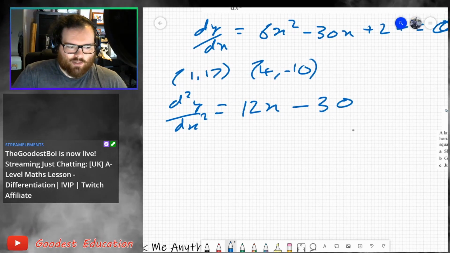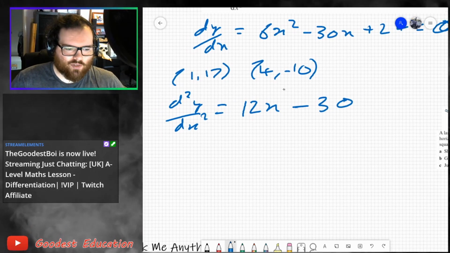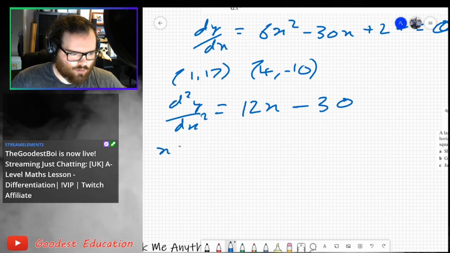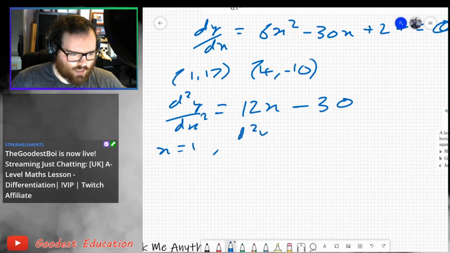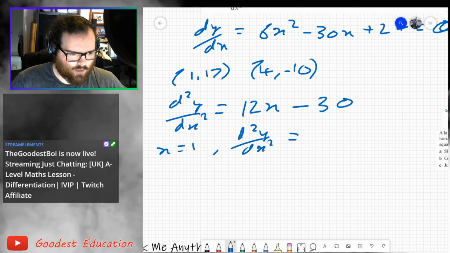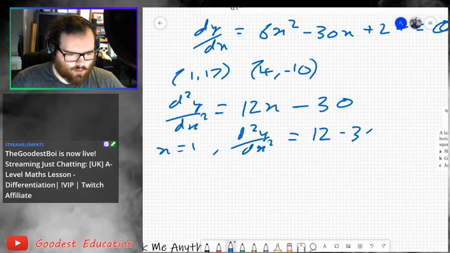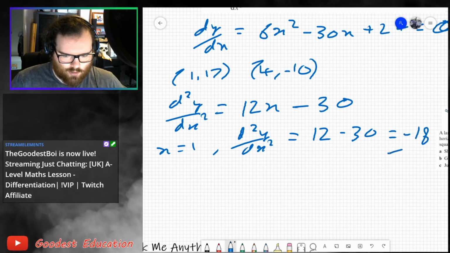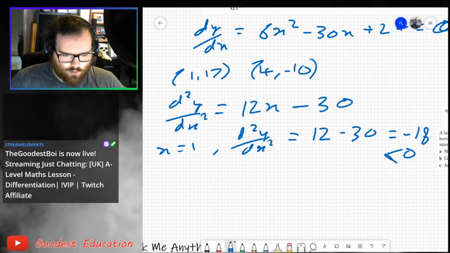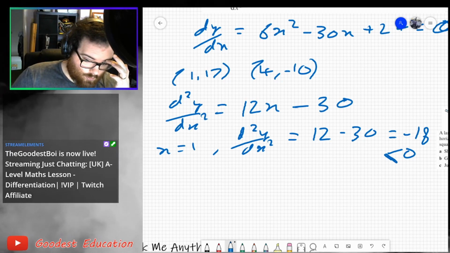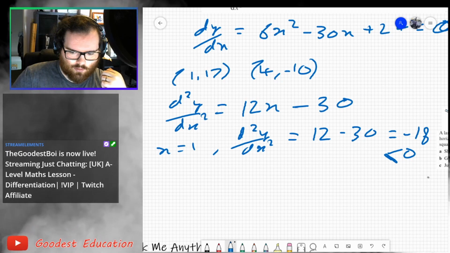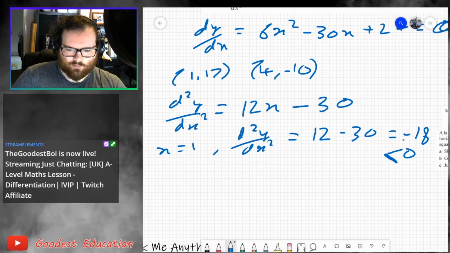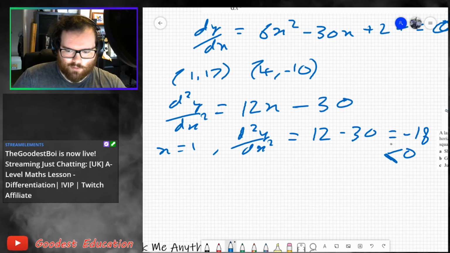So now that we have the second derivative, we're going to substitute these values for x in. So at (1, 17), x is equal to 1. Therefore, the second derivative is going to be equal to 12 minus 30, which is negative, minus 18. So this means that the gradient is decreasing. So it means it's a local maximum point.